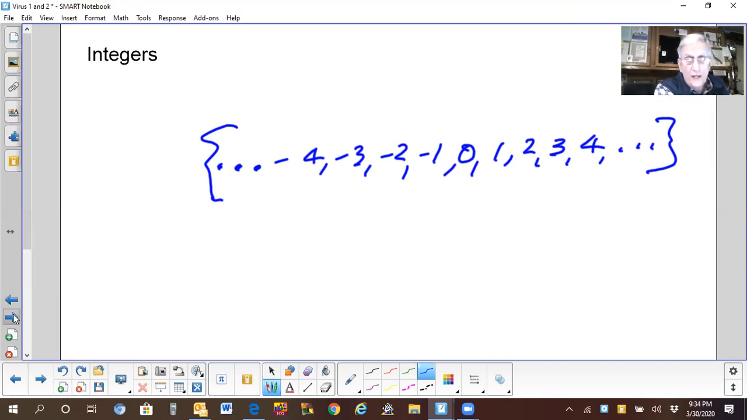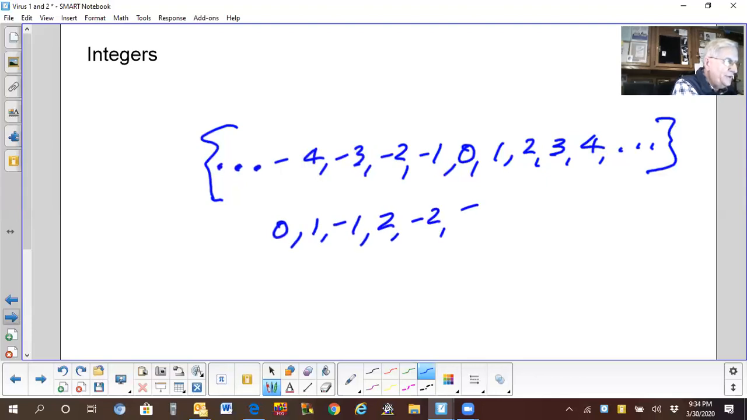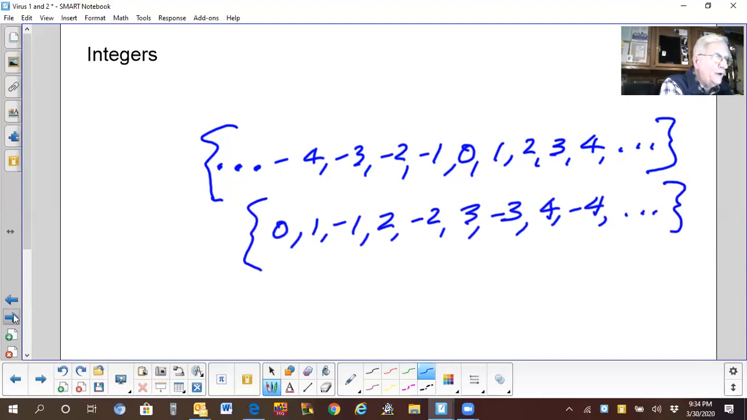We actually can write these numbers using only one direction to infinity. In other words, we could rewrite this set a little differently by writing it as 0, 1, -1, 2, -2, 3, -3, 4, -4, dot, dot, dot. And notice now we are heading to infinity only in one direction.